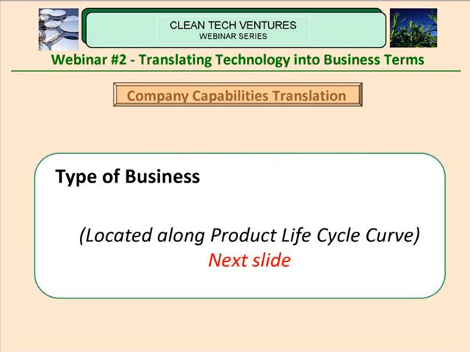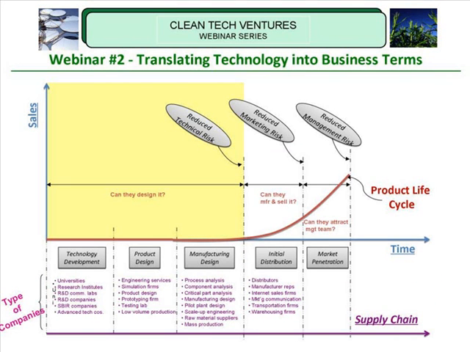Again, the type of business you are, anywhere along that life cycle curve you saw in the past few slides, your company can define its niche and its capabilities along that life cycle curve by the type of business you are. Are you primarily a manufacturer? Are you primarily a technology development firm? Are you primarily a company that adds a particular technical service like testing or the layout design of a laboratory or manufacturing facility? Where do you fit along here?